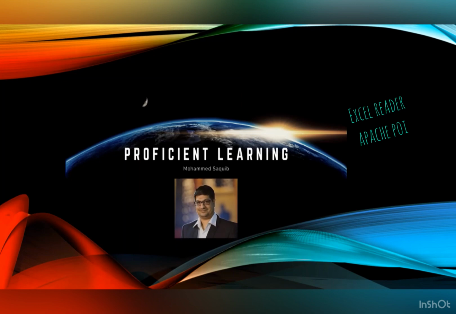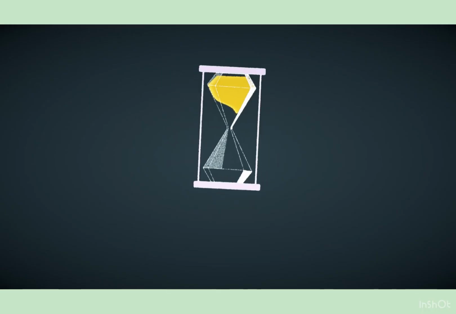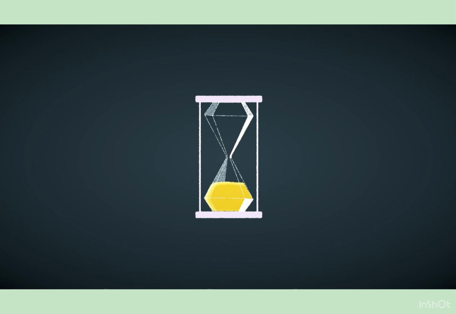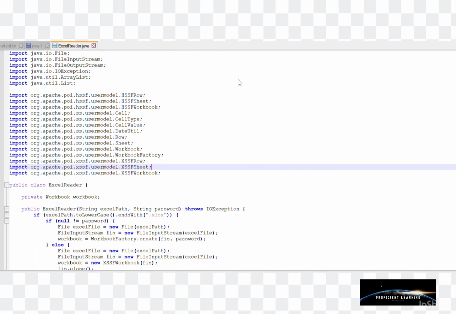The topic which we are going to cover today is Excel Reader through Apache POI. Apache POI is an API available with us and it's open source. We can use it, and there are various ways to read Excel files like XLS and XLSX files.